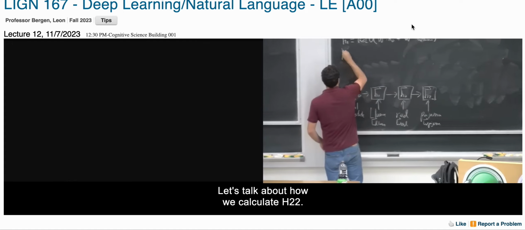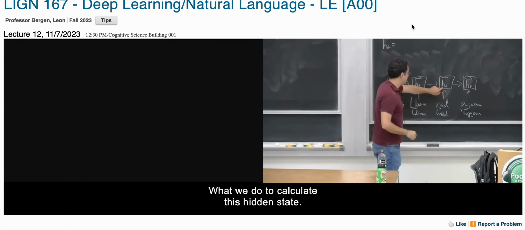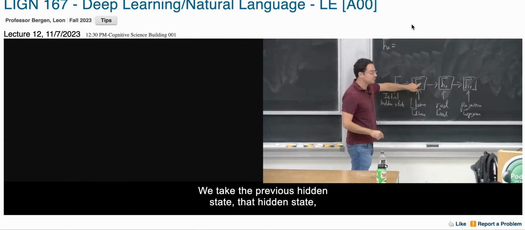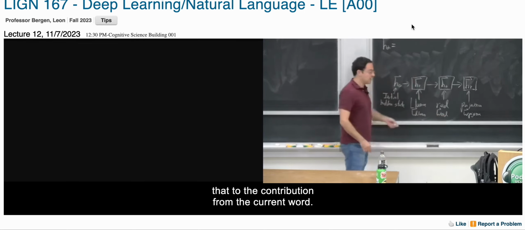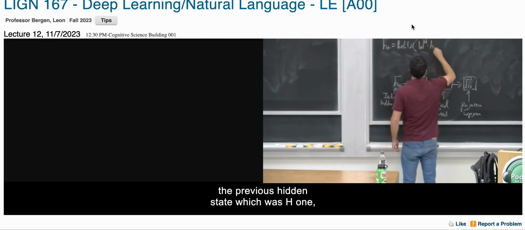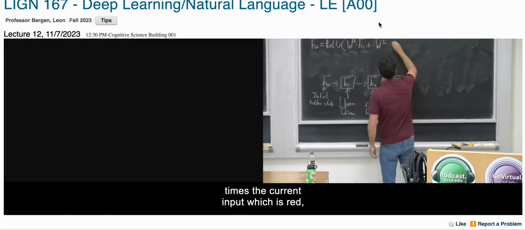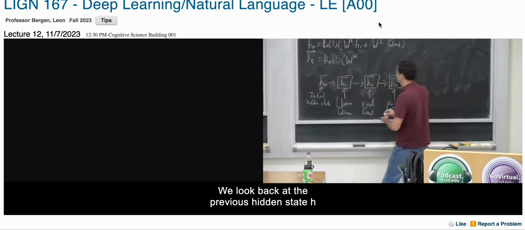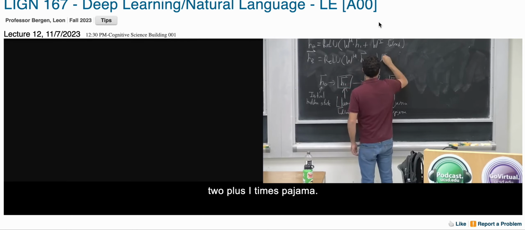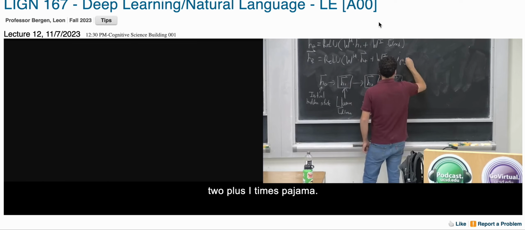So let's talk about how we calculate H2. To calculate this hidden state, we take the previous hidden state, multiply it by WH, and add that to the contribution from the current word. So it's going to be ReLU of the previous hidden state, which was H1, times WH, plus WI, the input weight matrix, times the current input, which is the word red. H3, our final hidden state, what's this equal to? ReLU, same formula. So we're calculating H3: we look back at the previous hidden state, H2, times WH, plus WI times the word pajama.